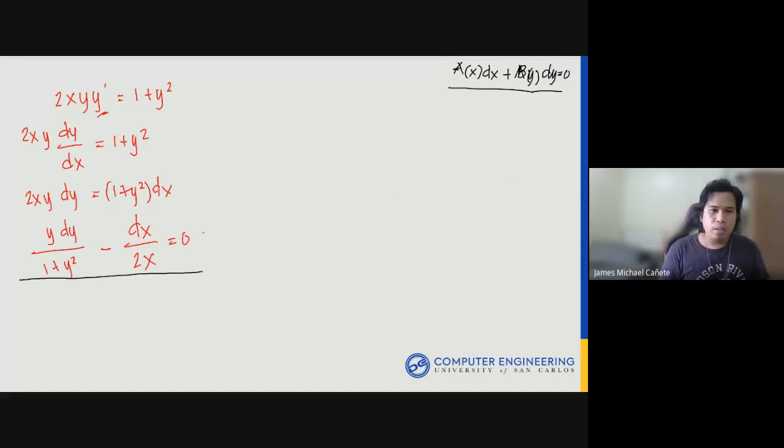What we can do next is to start the integration. We just simply integrate the entire equation. Since integration is linear, we integrate it by term. Integral of y dy over 1 plus y squared minus 1 over 2, the integral of dx over x equal to 0.